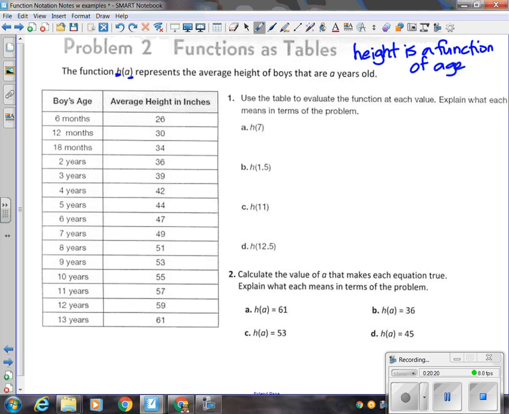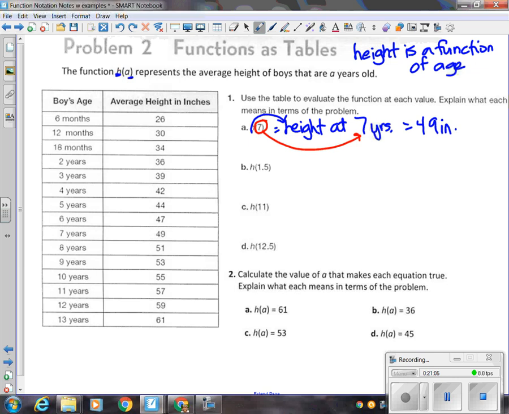Tell me what H parentheses 7 means. Explain what each means. The H stands for height at, what does 7 mean? 7 years. Height at 7 years. Now, go ahead and tell me what the answer is. At 7 years, 49 inches. Are we reading it straight, like H stands for what? Height. Parentheses 7 stands for what? 7 years equals 49. What does H parentheses 1.5 mean?